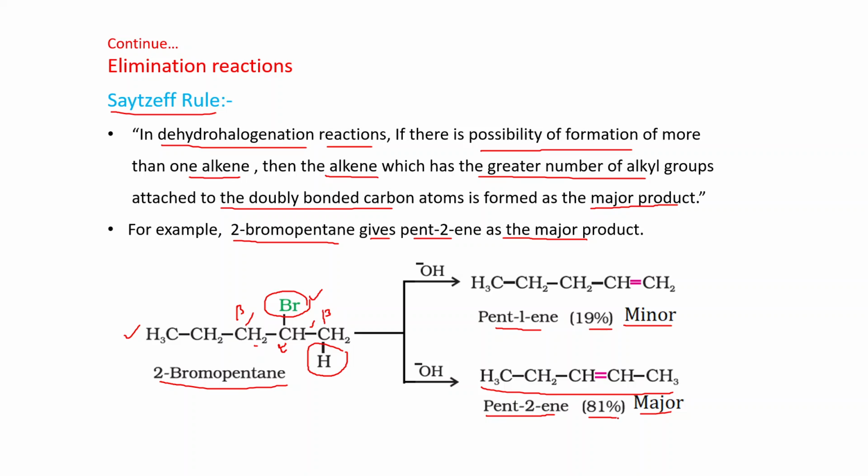Okay, now what is the meaning of this greater number of alkyl groups attached to doubly bonded carbon atoms? Just see this. These are the doubly bonded carbon atoms, and these two carbon atoms have only one alkyl group attached, while in this case these are the doubly bonded carbon atoms and they contain this one alkyl group and this another alkyl group. That's why there are more alkyl groups attached to the doubly bonded carbon atoms in this pent-2-ene. That's why this is the major product. Okay.